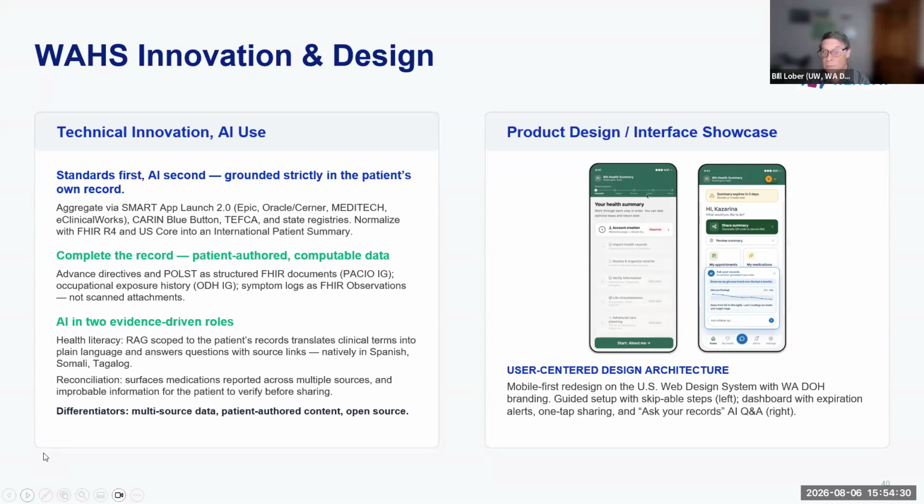The AI does 2 things, both strictly grounded in the patient's own record. It translates clinical language into plain language and answers questions with links back to the source. And it flags conflicts for the patient to verify before sharing, such as the same medication reported by different systems or information that appears improbable. On the right is the redesign: guided setup, review your data, and share, with 1 tab. Zoom in and open that QR code, and you'll see demo data from Epic and from an insurer, and POLST and occupational history added by an imaginary patient. Next slide.